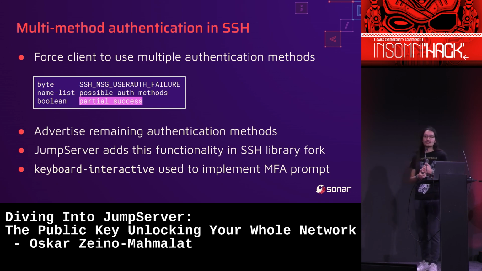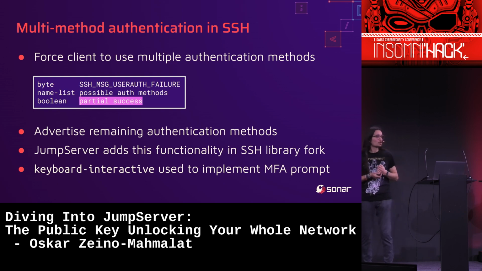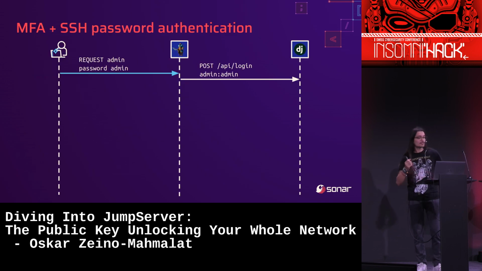JumpServer adds this functionality in the library fork, because originally in the normal Go library, it wasn't there. And then they use the keyboard interactive method to implement this multi-factor authentication prompt to ask the user for their TOTP code. How does that look?